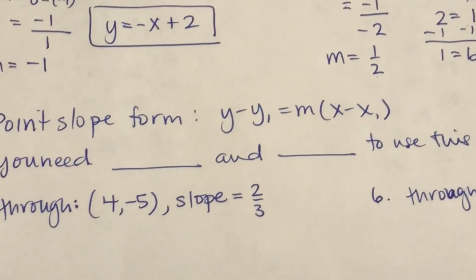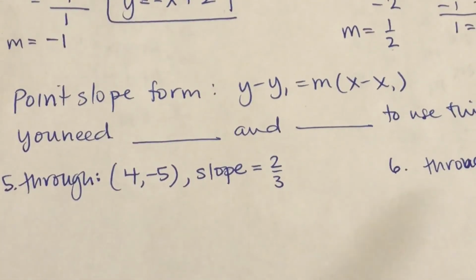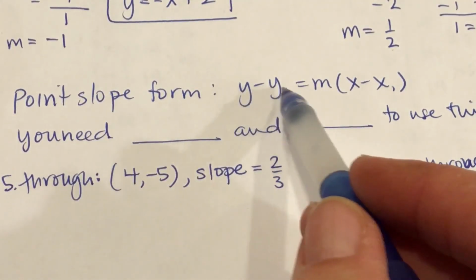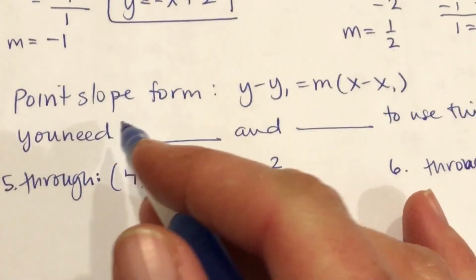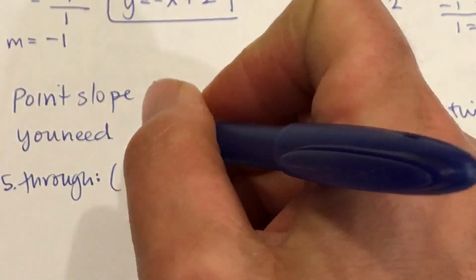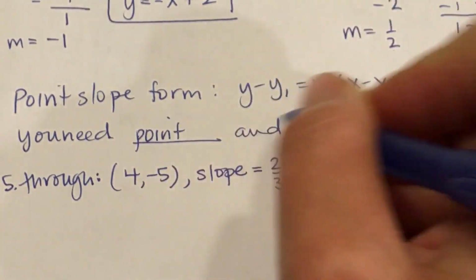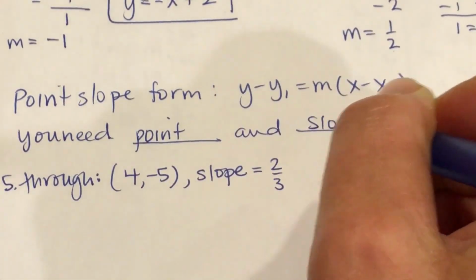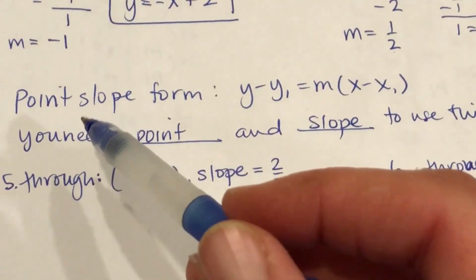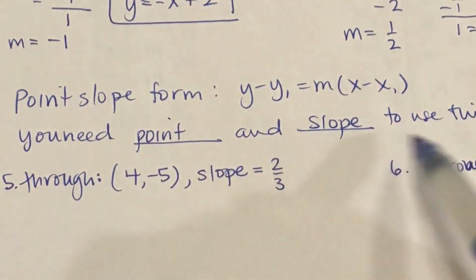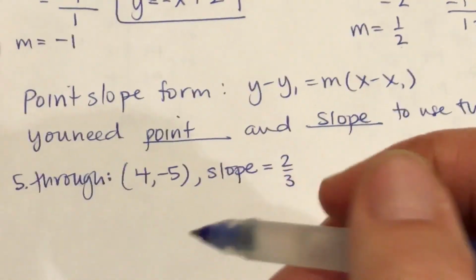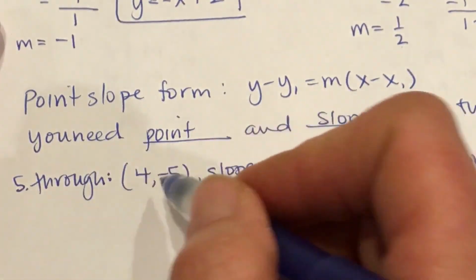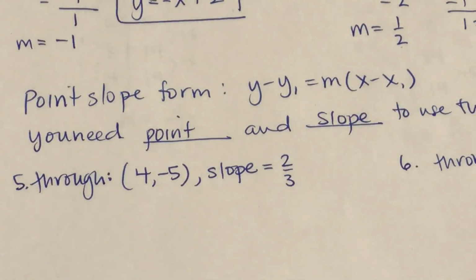All right, finally, we're almost done. You guys have been very patient, I hope. So this one says the point slope form is y minus y sub 1 equals m times x minus x sub 1. Guess what you need for this one? You need a point and you need the slope. Again, very creative naming. This is called the point slope form, and we need a point and the slope. We need that to use this form. So example number 5 gives us a point and a slope, which is what I just said we needed.